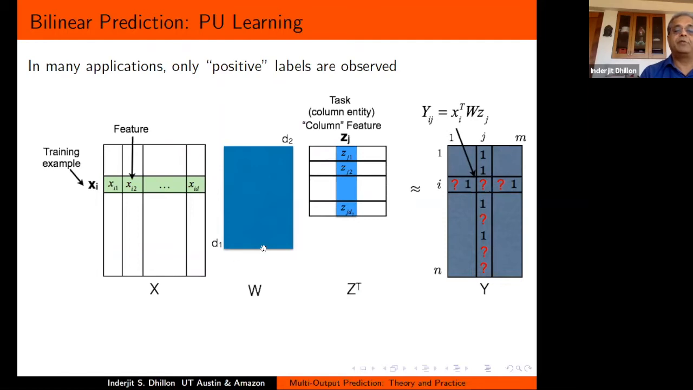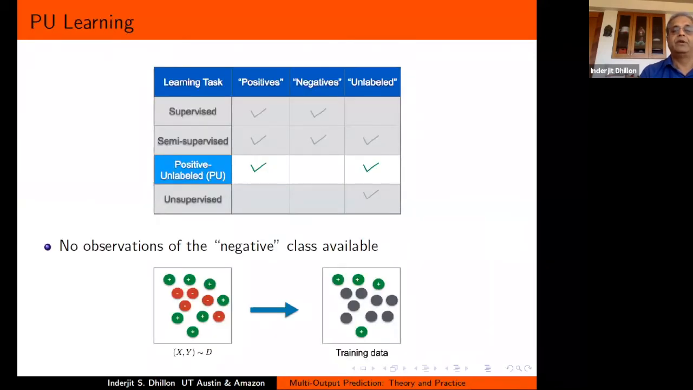We have this coefficient matrix W, we have missing values, but the additional complication is that we only know ones in this matrix, that is, the positive instances. In many applications, we believe that most of the elements over here are actually negative examples, and so there are very few more ones to be discovered, but we actually do not know which ones are the true negatives.